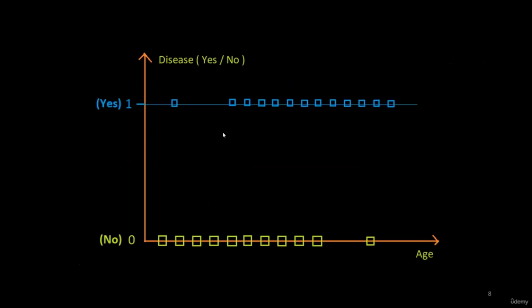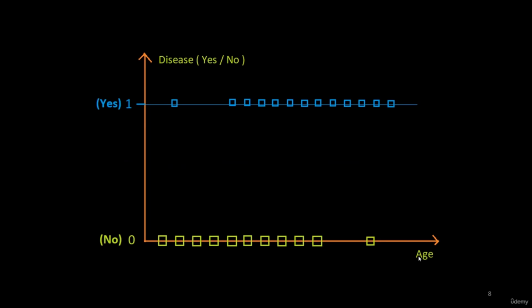So what are the limitations of this regression model, and why can we not use it for classification? Consider this data set, where disease depends upon age. This is our feature and this is our output variable, which is discrete, that is, whether a person has a disease or does not. These are our data samples: these are the patients who do not have the disease, and these are the patients who have the disease.